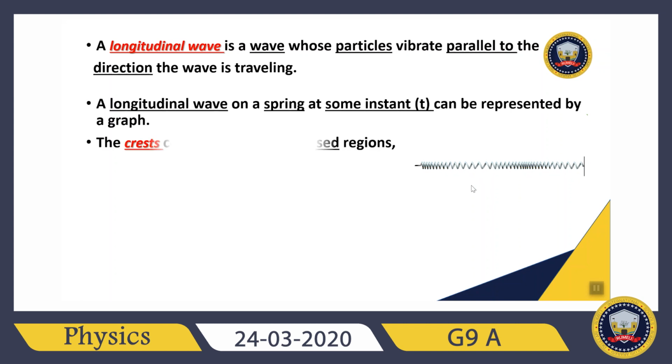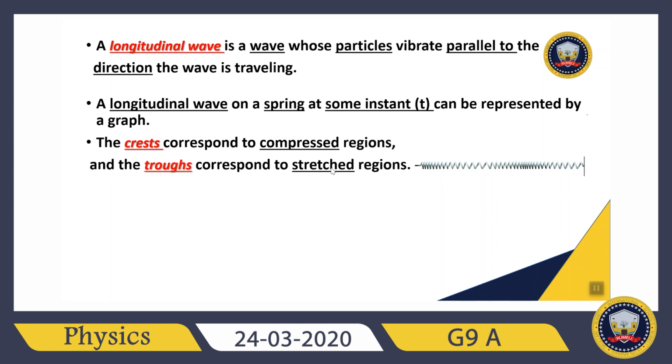So the longitudinal wave on the spring at some instant of time can be represented by a graph. We are going to show how the graph is plotted. But the crests correspond to compressed regions. The compressed regions, like this one and this one, are called crests, while the troughs correspond to the stretched regions. So this one is called a trough and this one is called a trough.